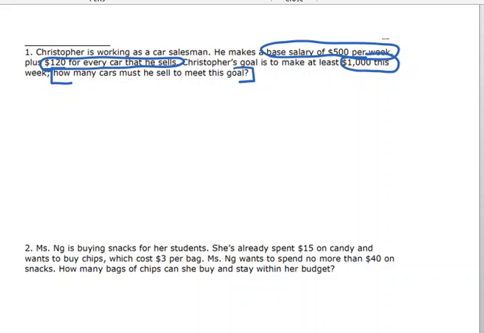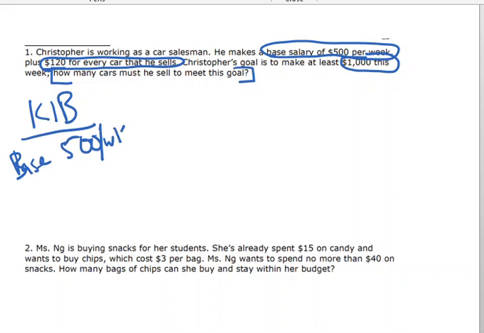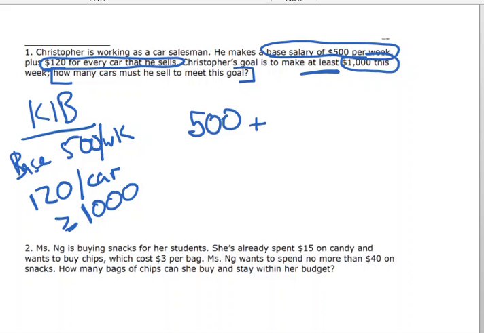Okay, so in my key information box, I know the following. I know that his base is 500 a week, and I know that he makes 120 per car. So his goal is to make at least $1,000. How many cars does he need to sell? Because of this "at least," I'm going to need to make an inequality.